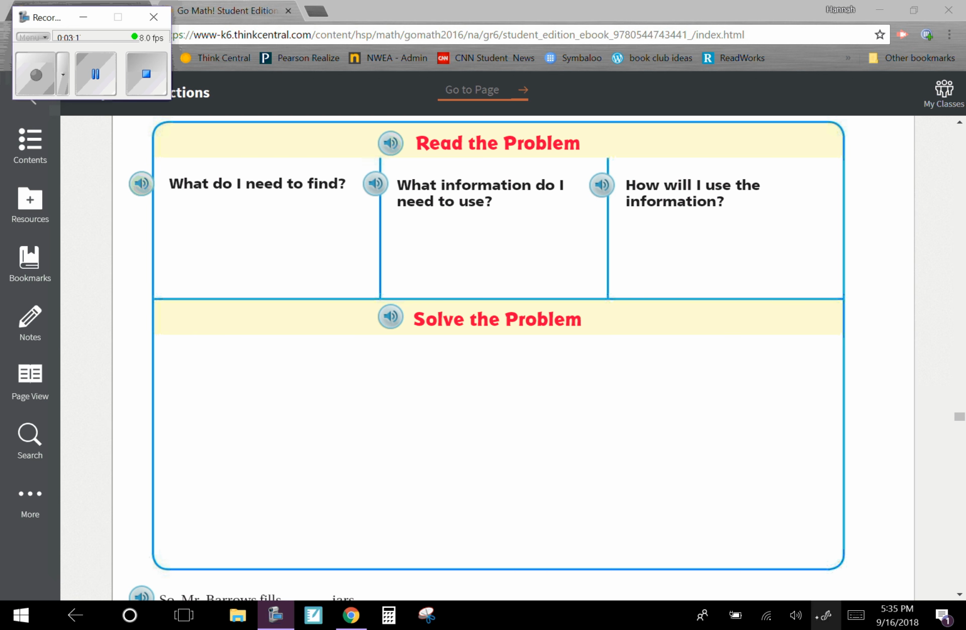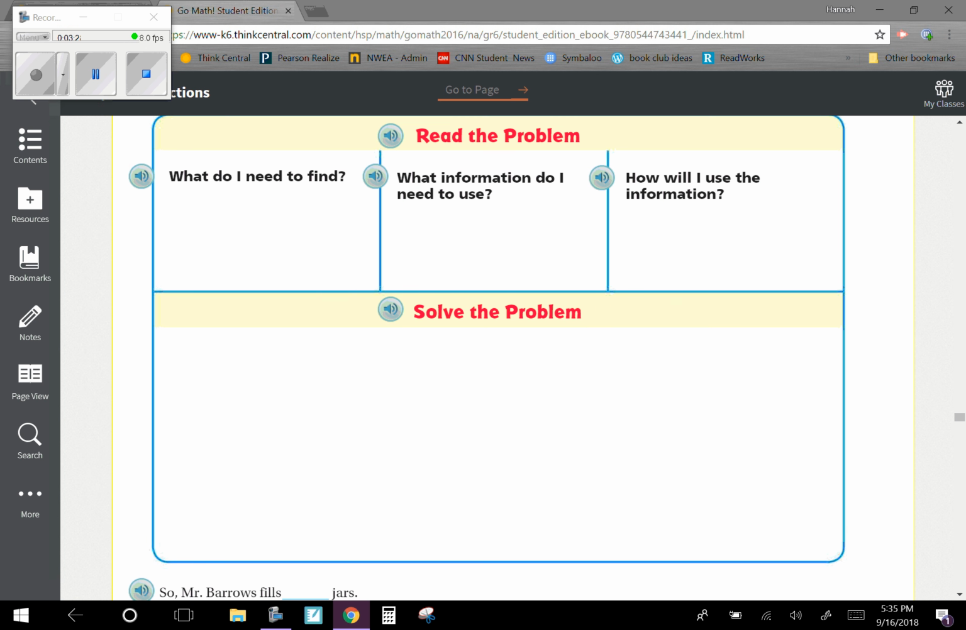Okay, so my screen sketch button will not work right now. So I'll just have to talk you guys through this. Make sure you're writing it down, please. So what do I need to find right here in this first box? We need to find how many jars Mr. Burrows fills.